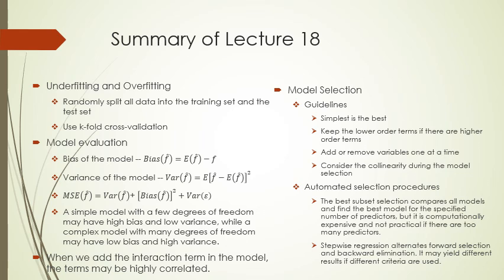The best subset selection compares all possible models and finds the best model for the specified number of predictors, but it is computationally expensive and not practical if there are many predictors. Stepwise regression alternates forward selection and backward elimination. It may yield different results if different criteria are used. Do not ignore the multicollinearity during the model selection. Use cross-validation or test data to evaluate the model to prevent overfitting.